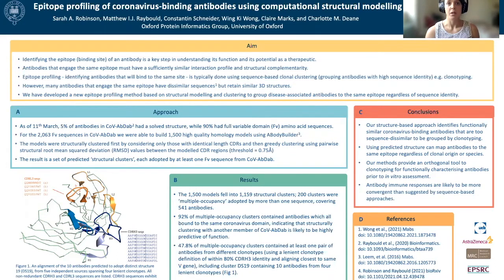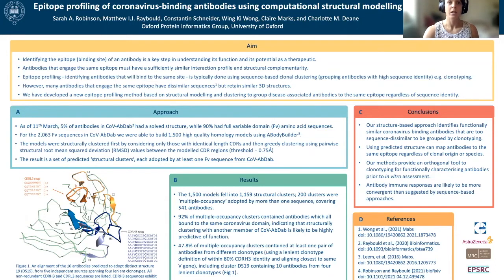In this paper, we've shown that by clustering the antibodies based on the similarity of their model structures, we can actually group antibodies which bind to the same site, the same epitope, with high accuracy. The motivation behind this research was that understanding the epitope of the antibody, the site to which the antibody binds, is really crucial for understanding the function of the antibody.